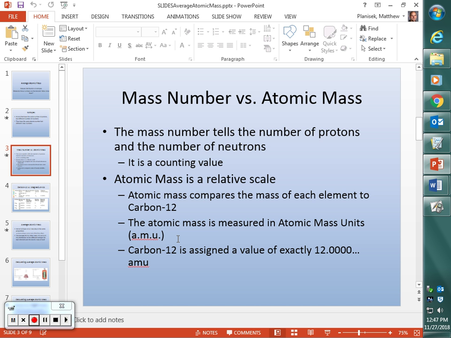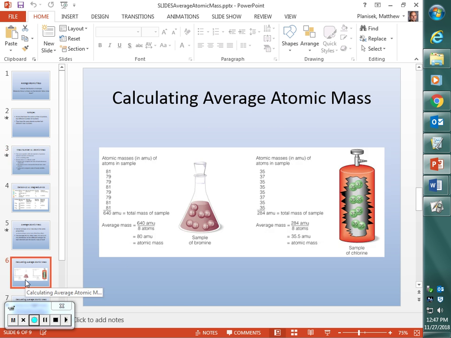Okay, that's atomic mass, right? But when we were going through these examples here, not only did we need to know how big an atom was in relation to carbon-12, what else do we need to know? How often each one of those isotopes shows up, right? So these pictures here, on the left, we had an even number of 81s and 79s, right? Okay. And that meant that the average is right in the middle. But on the one on the right, we had more 35s than 37s, and so the average was closer to 35.